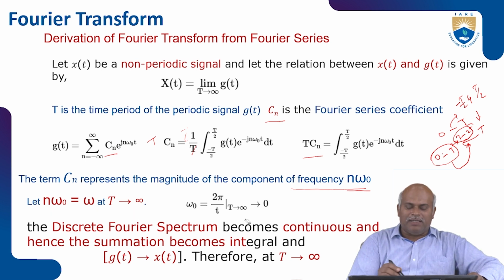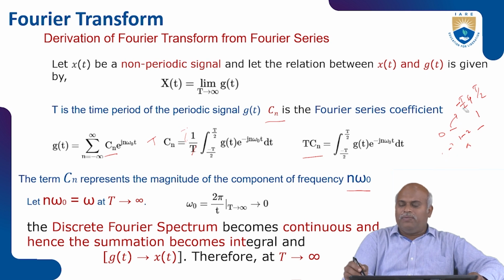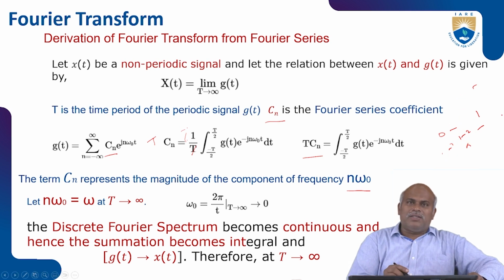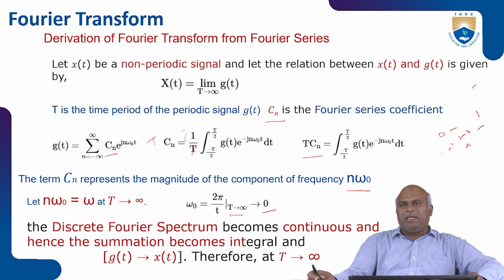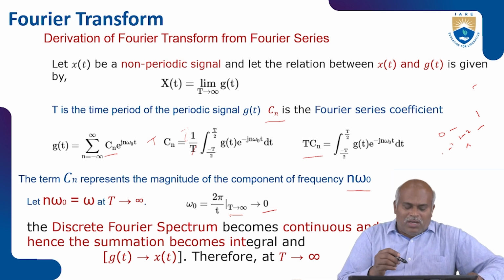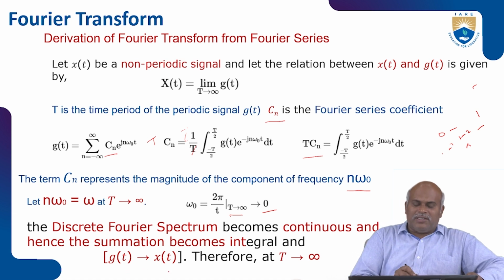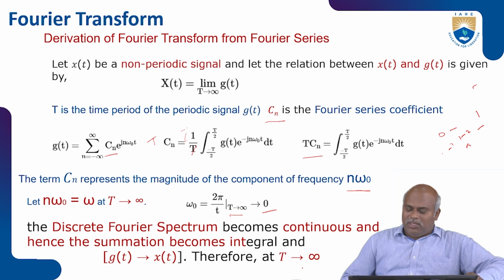Now, in this condition, omega 0 is equal to 2 pi by T, then T tends to infinity, and this value is represented as 0. Okay. So the discrete Fourier spectrum becomes continuous, and hence the summation becomes the integral. So g of t tends to x of t, therefore T tends to infinity.